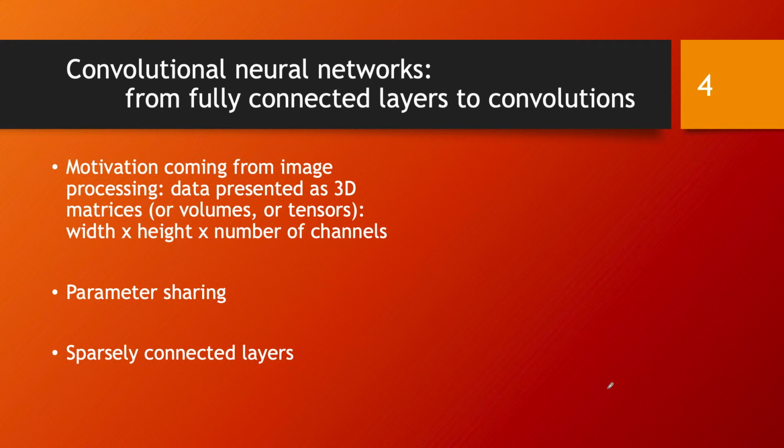For example, think about it as the RGB channels in the original image, or then it could be the number of filters you have applied in the previous step, and this could evolve as you go through the processing of that image. And by the way, these matrices are also called volumes, or they are also called in machine learning tensors.